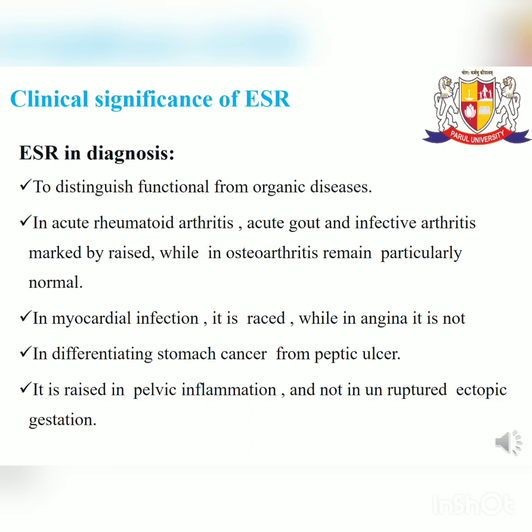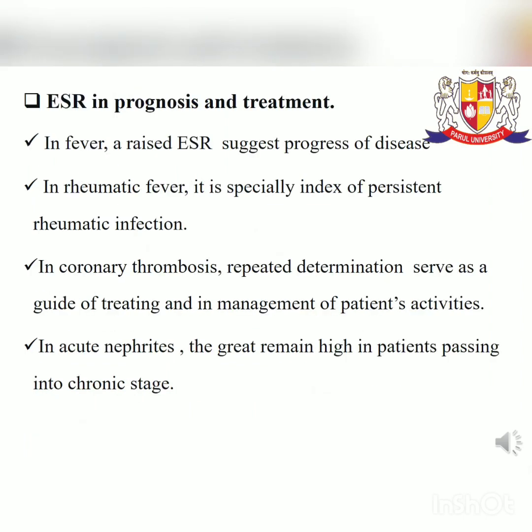ESR in diagnosis helps to distinguish functional from organic disease. It is raised in acute rheumatoid arthritis, in myocardial infarction, in differentiating stomach cancer from peptic ulcer, and it is raised in pelvic inflammation and not in rupture of ectopic gestation.